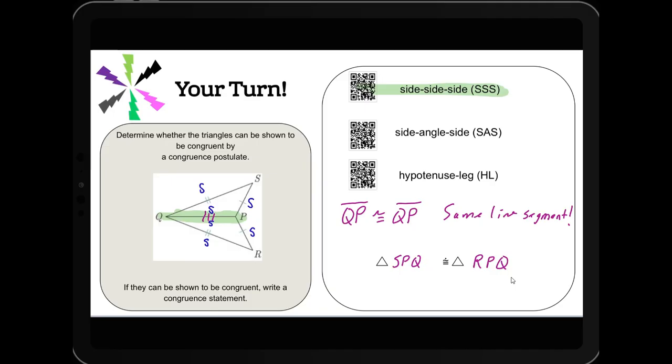Now, please understand that if I were to rearrange the order, let's say I called this one QPS, then this one would have to be QPR. You see how it switches? That's still technically right. As long as the order of the one matches with the order of the other, then it's still a correct congruence statement. So there can be essentially more than one answer when you're doing that, but you have to make sure that the corresponding parts match up.